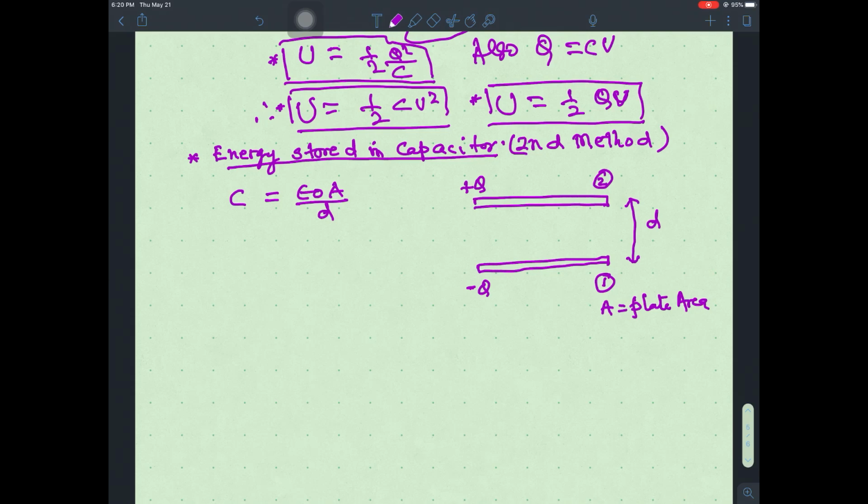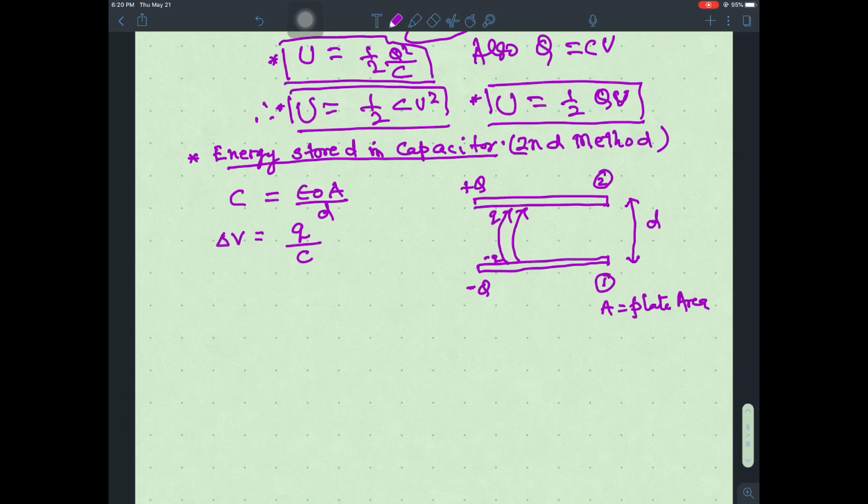Initially, there is no charge on the plates of the capacitor. Slowly, in steps, we start giving charge from plate 1 to plate 2. So Q charge goes here, and here it becomes minus Q. As a result, a potential difference is developed, given by delta V equal to Q by C.